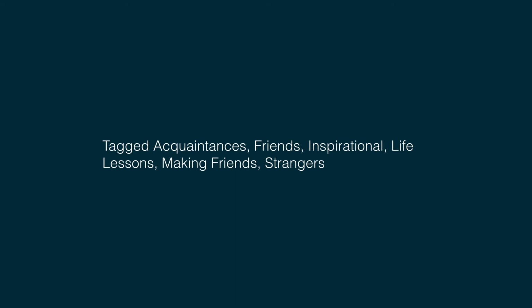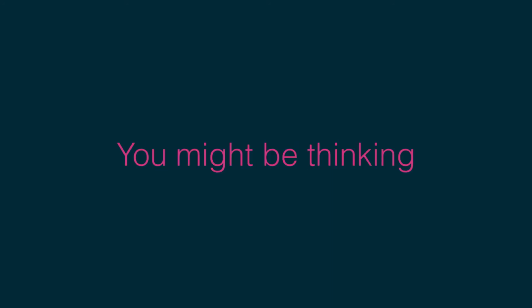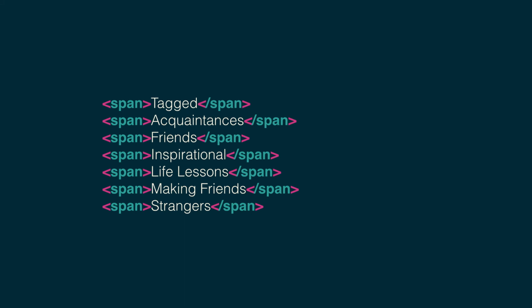The plain text is, of course, in the CodePen, but this article is tagged acquaintances, friends, inspirational, life lessons. This is like Thought Catalog 101. What are all the articles tagged? So you might be thinking, I've got the perfect idea for how I'm going to mark this up: just talk all about the span tag. And to be honest, you could get away with doing something like this. That's not how we're going to look at the world.